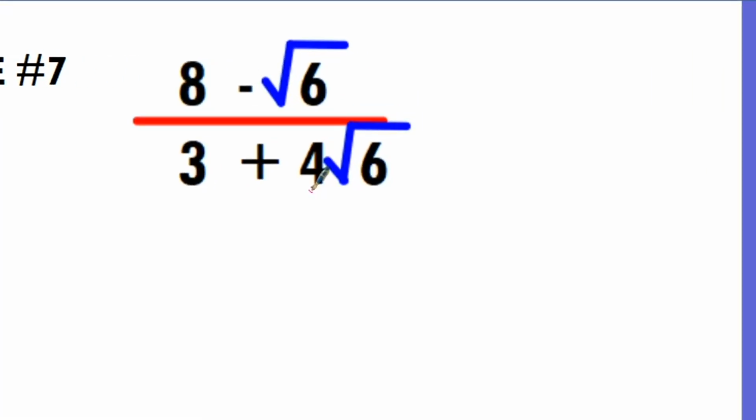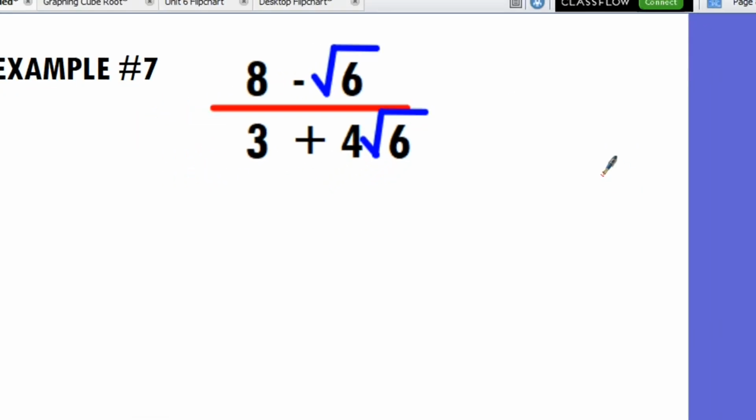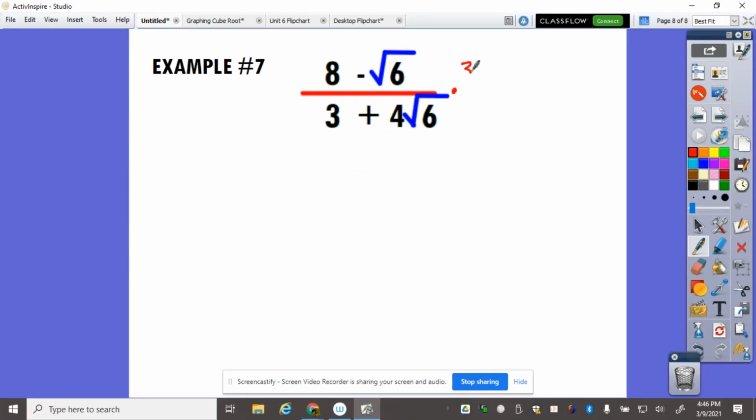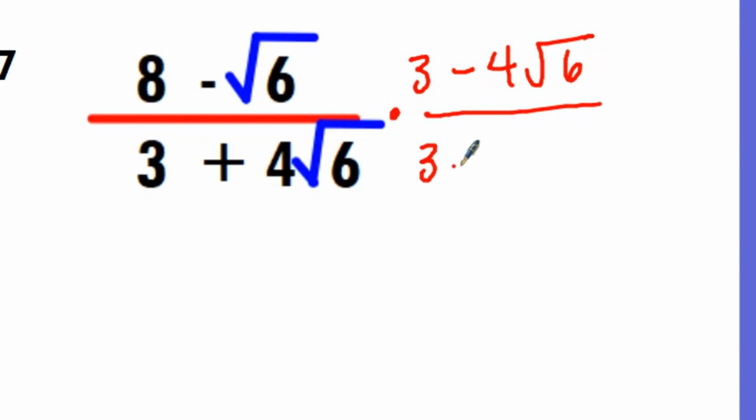Next. 8 minus square root of 6 divided by 3 plus 4 square root of 6. And again, I'm going to multiply it by its conjugate. The conjugate here is 3 minus 4 square root of 6. 3 minus 4 square root of 6.